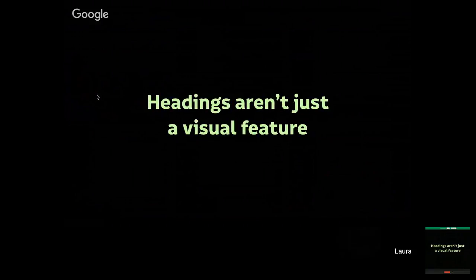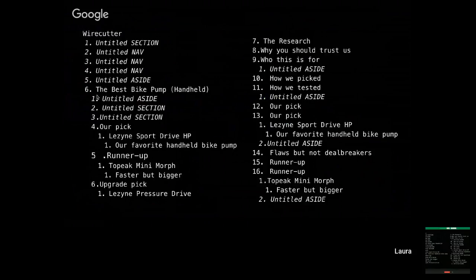These, of course, aren't just a visual feature. If we actually use semantic HTML to mark up things like headings, we can get a really nice layout. Now, this is just a rough outline. It's a page, and it's not perfect, but if you look at the indented elements, having things like our pick, the name of the pick of the bike pump, underneath that, their favorite handheld bike pump, the name of that bike pump. So they have all of these things that are quite easy to jump to.